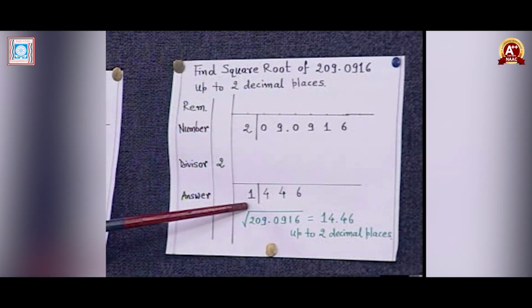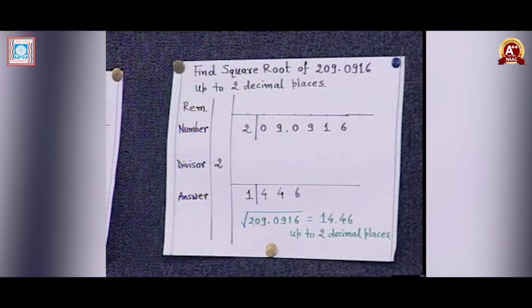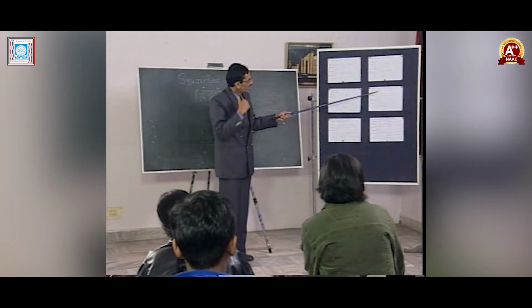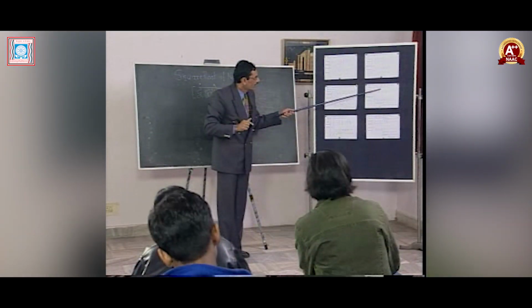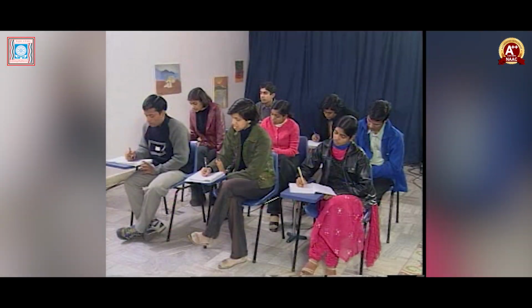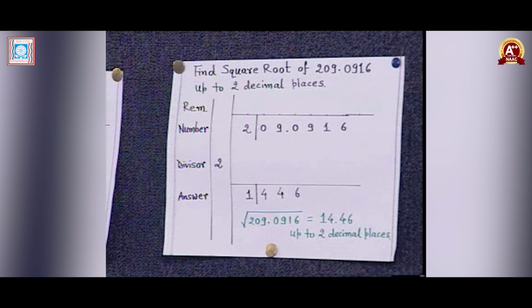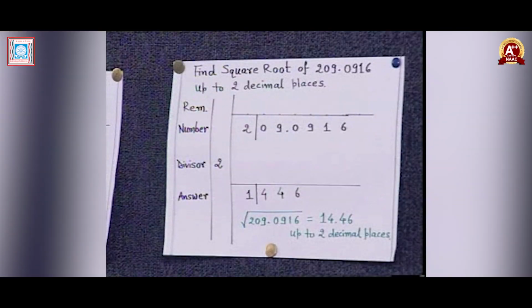Which is the first digit in the answer line? 1. Why 1? Because its square is nearest to 2. Correct? So 1. What is the divisor? 2. Then the remainder is 1. Write down 1. Then the next dividend will be 10. 10 divided by 2 is 5 as the quotient, remainder 0. Then the next is 09 divided by 2.